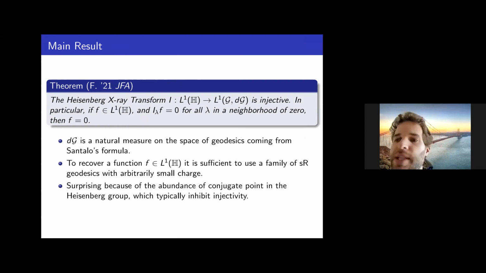So just to give a little bit more information on the main result again, we know that the Heisenberg X-ray transform is injective, or we will show that it is. But in particular, we know that you really only need to know the line integral of some function over geodesics of arbitrarily small charge, which essentially makes sense because the dimension of the set of geodesics on the Heisenberg group is 4, and we have some function on the Heisenberg group, that's a function on 3-dimensional space. The problem is overdetermined in a way, and so we really don't need all the information of line integrals to recover a function.